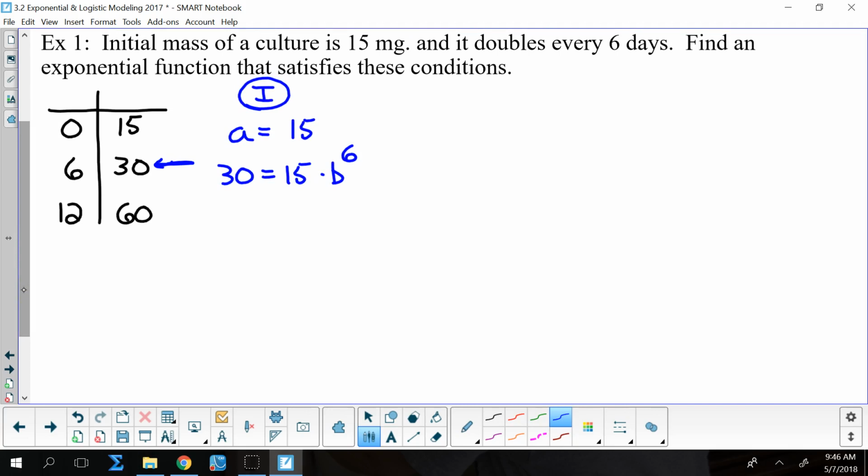Divide by 15. 30 divided by 15 is 2. So I get 2 equals B to the 6th power. I still need to solve for B. How am I going to solve for B?